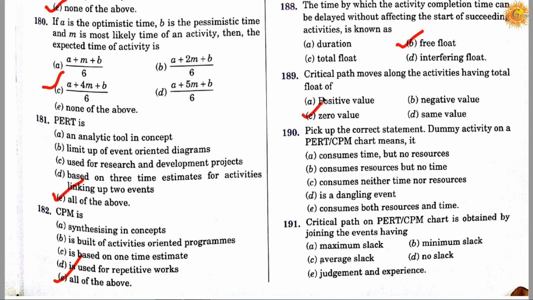Correct answer is C. It's a zero value. It means the critical path moves along the activities having total float of zero value.